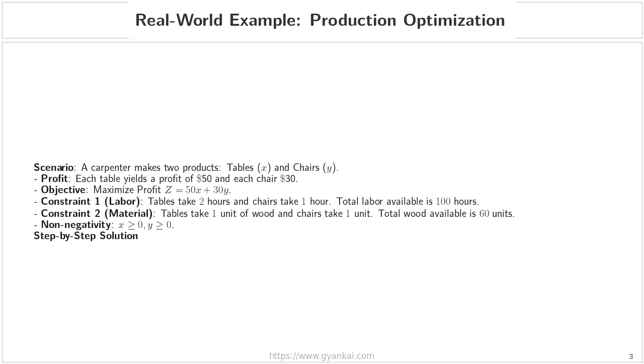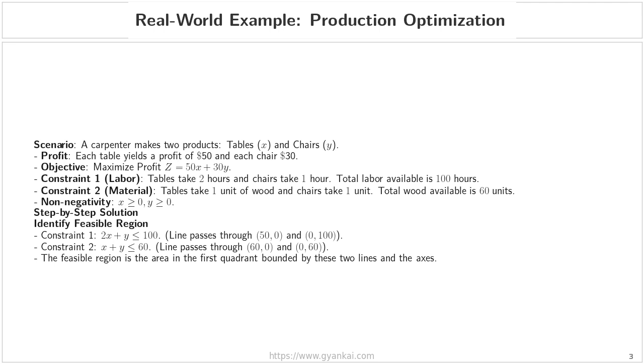Let's solve this step by step, using the process we just discussed. First, we need to identify the feasible region. We translate our constraints into linear inequalities. For the labor constraint, we write 2x plus y is less than or equal to 100. To graph this, we find where the line hits the axes. It passes through the point (50, 0) and the point (0, 100). For our material constraint, we write x plus y is less than or equal to 60, which passes through (60, 0) and (0, 60). When you shade the area that satisfies all these conditions within the first quadrant, you get a closed, bounded area. This is our feasible region.